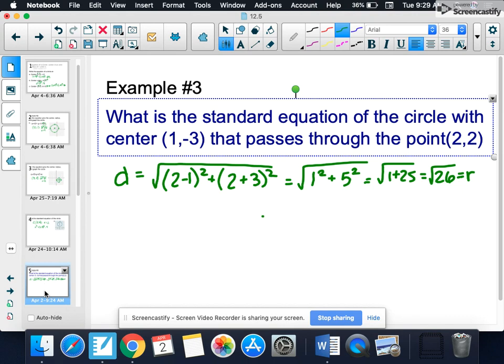So then now I have my center, I have my h and k, and now I have my radius. So I'm going to plug into the formula, x minus 1 squared plus y and then minus negative, so plus 3 squared equals the radius squared. So again, when we square a square root, it cancels itself out. So we are just left with 26 there.